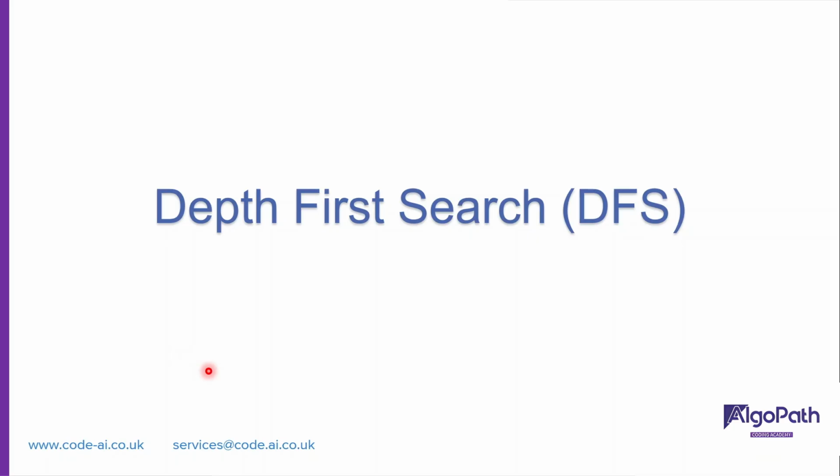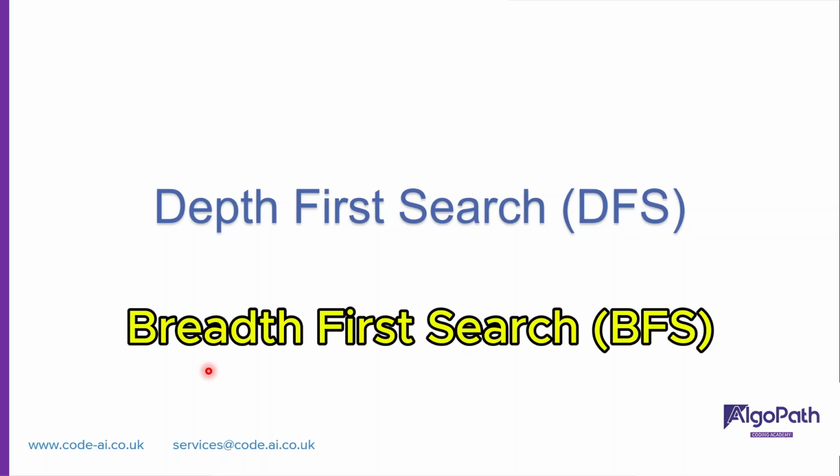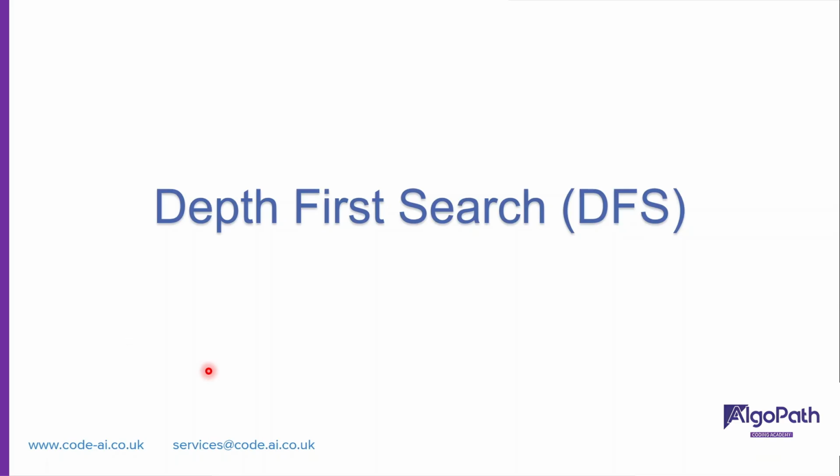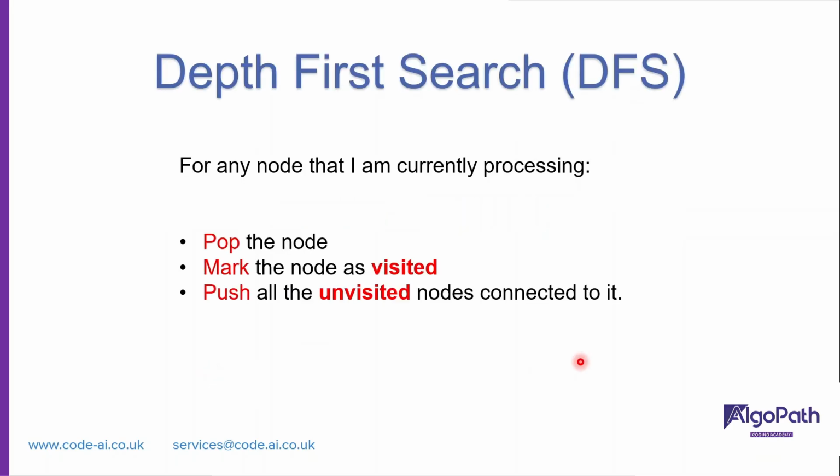The first one is DFS, the other one is BFS, or breadth first search. But for this discussion, we'll be discussing only depth first search. This is basically a process which has some sequences, and the sequence would be: if we are visiting a node, we're going to pop the node, mark the node as visited, and then push all the unvisited nodes connected to it. So this is the first thing that we should remember while using DFS, and I'm going to explain it further.